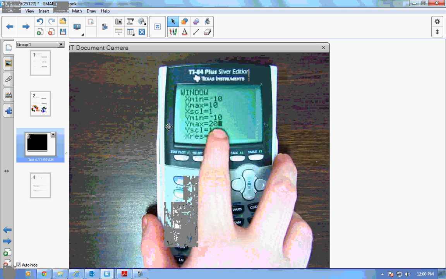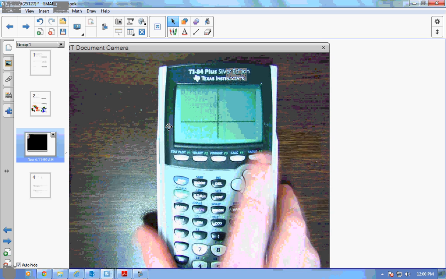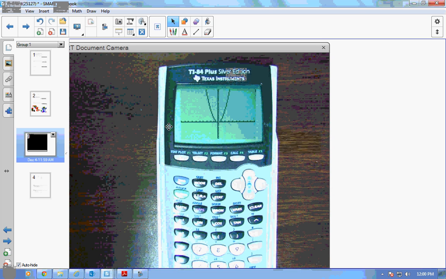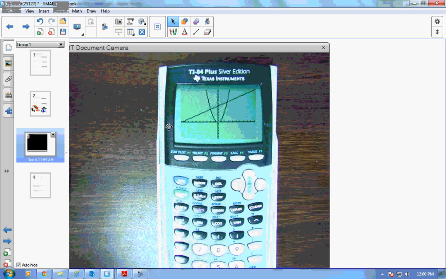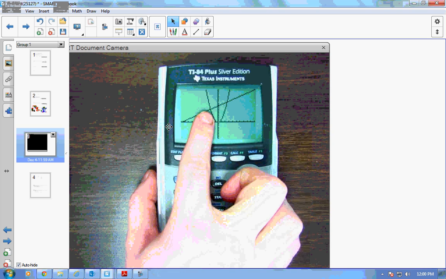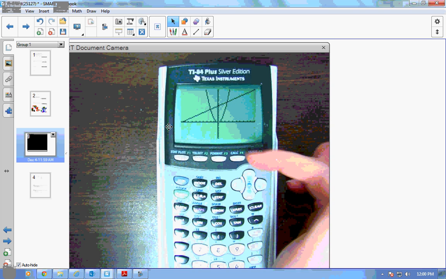Y max I'm going to change to 20. And then I hit graph, and now I should be able to see both intersections. Good. We already know what this one is. We're going to find this one. We can do that by calculating it.